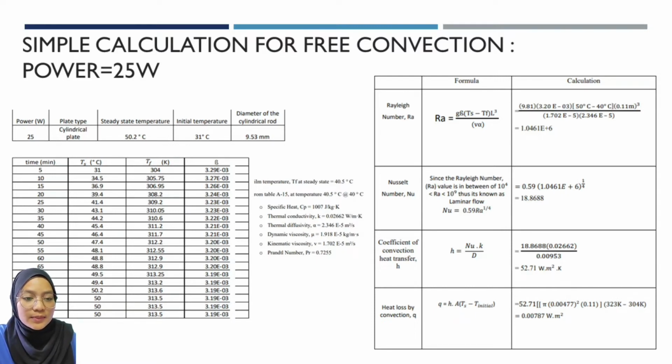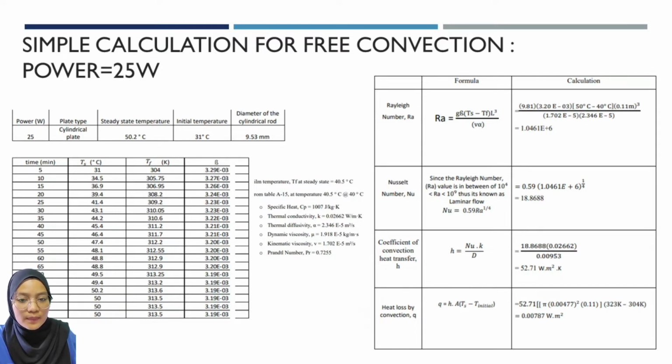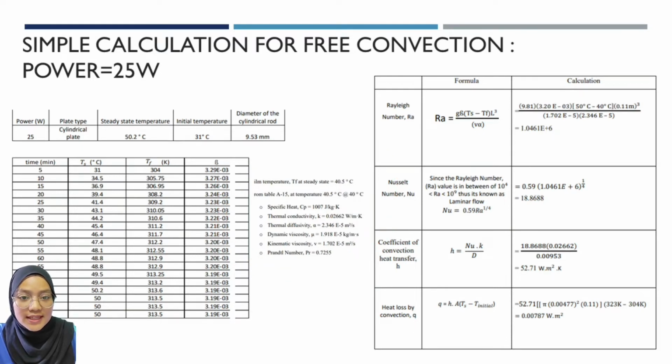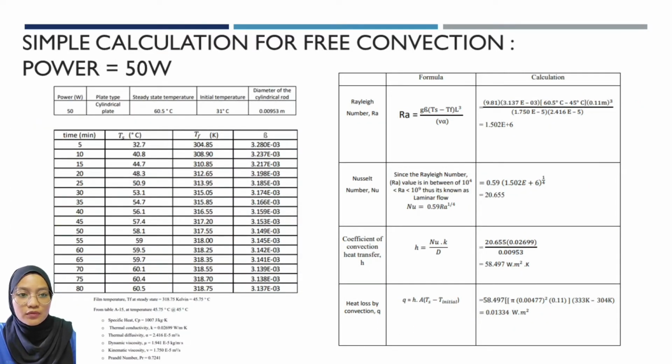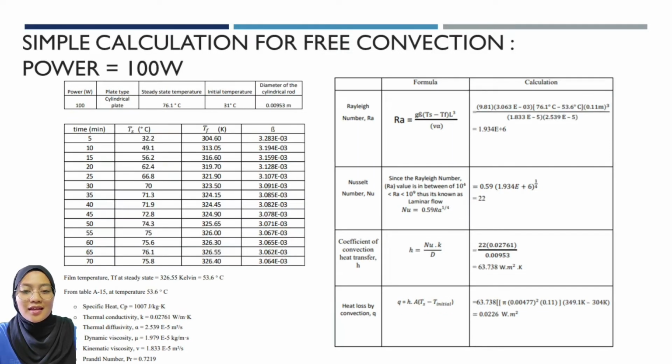Okay, next, from the table that I have made, we can see the formula and calculation of how to get the value. For this one, this is the value I took from Table A-15 at 40 degrees Celsius. We repeat the same formula and steps for the next powers, which are 50 watt, 75 watt and 100 watt. This is the sample calculation for free convection, power 50 watts. Next, power 75 watt. And lastly, power 100 watt.